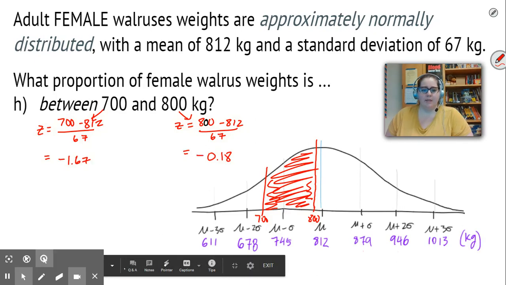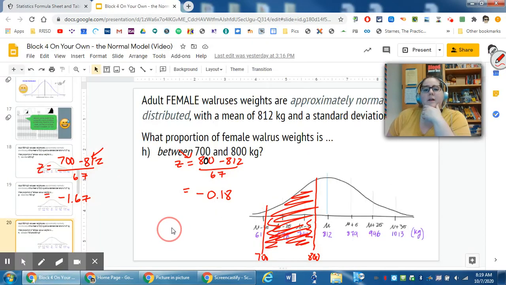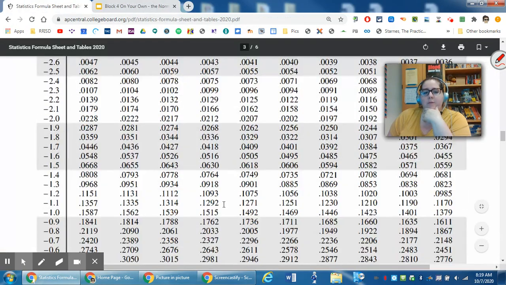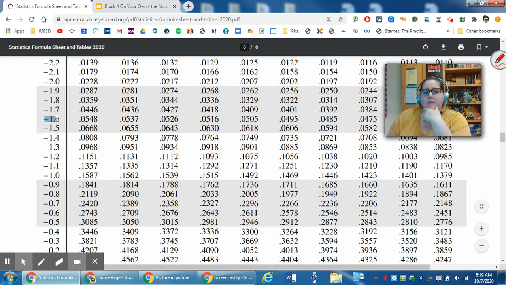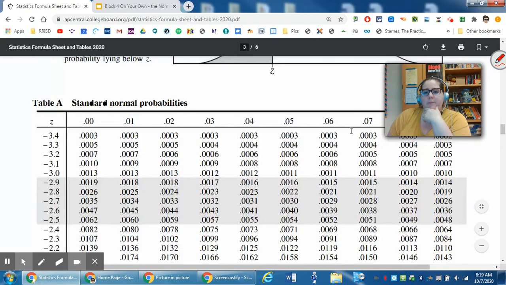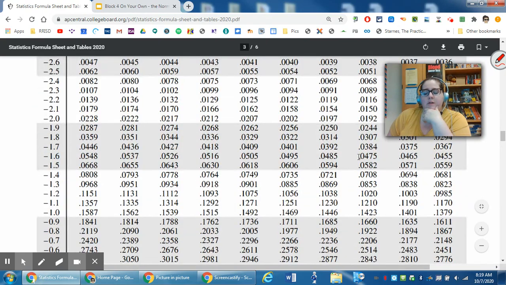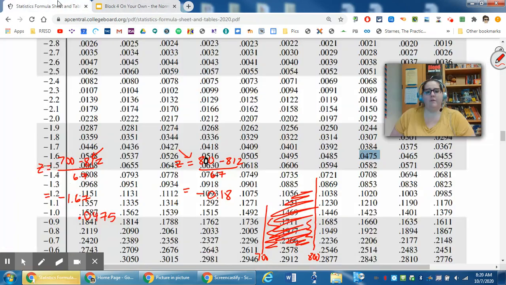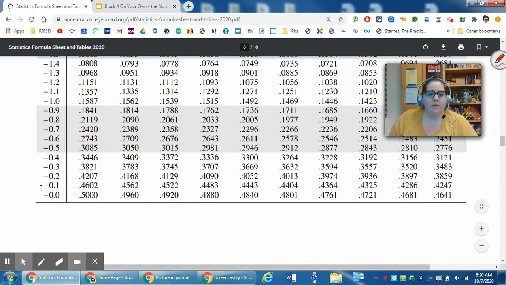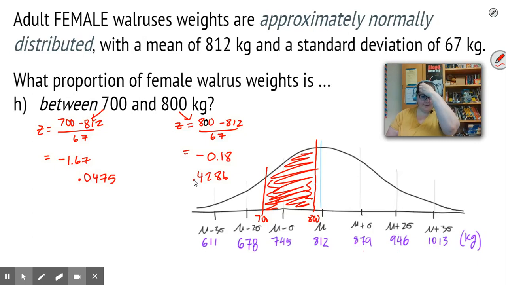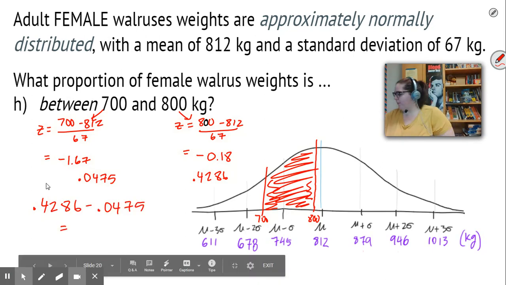Now I'm going to go back to my z-table, and I'm going to look up the proportions for both of those separately. So I'm going to my z-table, and I'm finding negative 1.67. It's right here. So negative 1.67 is 0.0475. And for negative 0.18, it would be 0.4286. To find the area in between, what I do is I subtract, which gives me 0.3811.